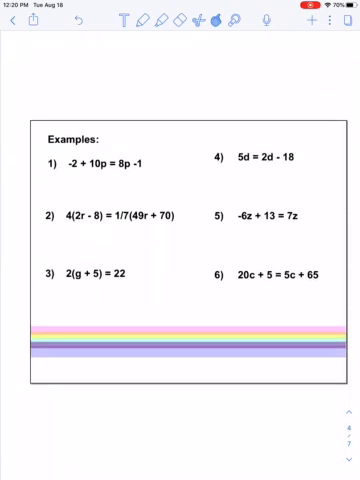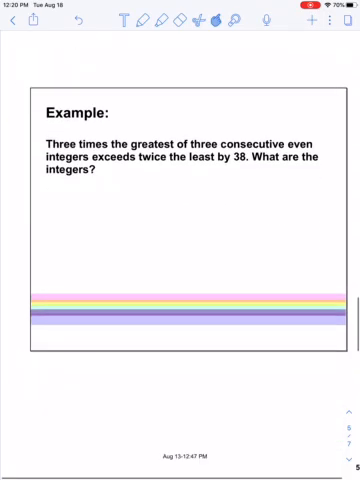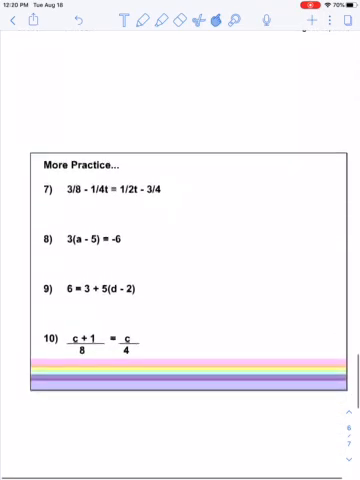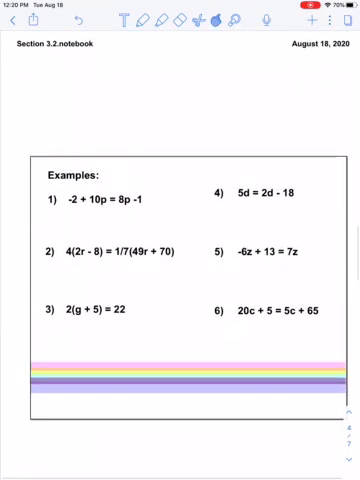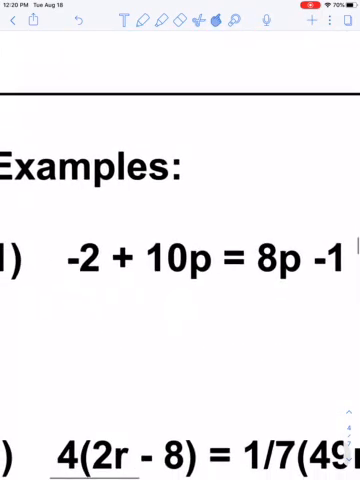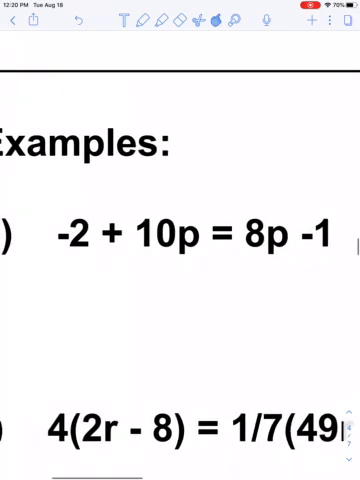Okay? So we got 6 examples here that we're going to go through together, and then you have 4 more examples down here you're going to finish. Okay, so if we're doing number 1 together, we do not see any parentheses, so you don't have to worry about that. However, if you look, we do have p's on both sides of the equal sign. So what we have to do is move them to get them together, because you can't solve for something if it's in multiple places, you need it all put together.